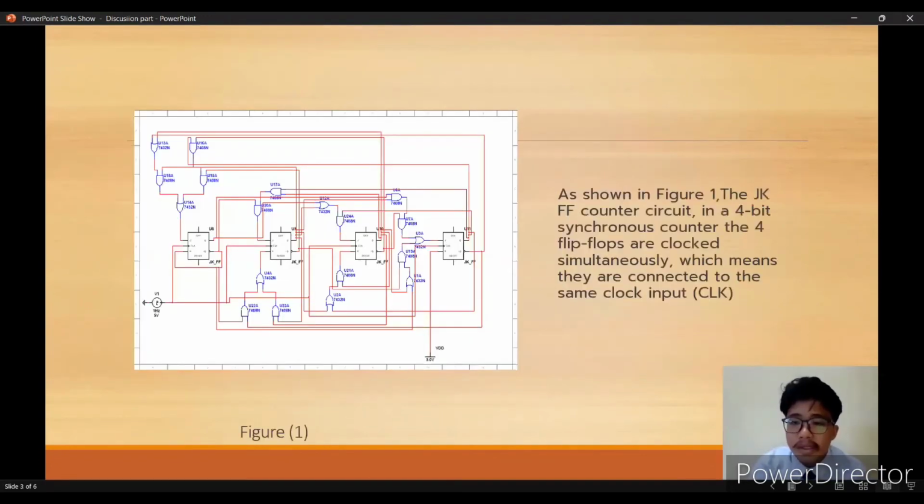As shown in Figure 1, the JK flip-flop counter circuit in the 4-bit synchronous counter, the four flip-flops are clocked simultaneously, which means they are connected to the same clock input.